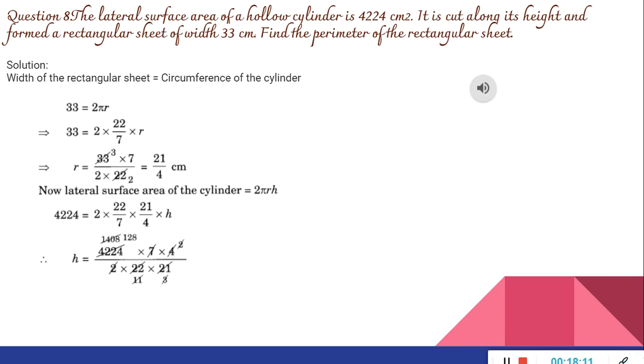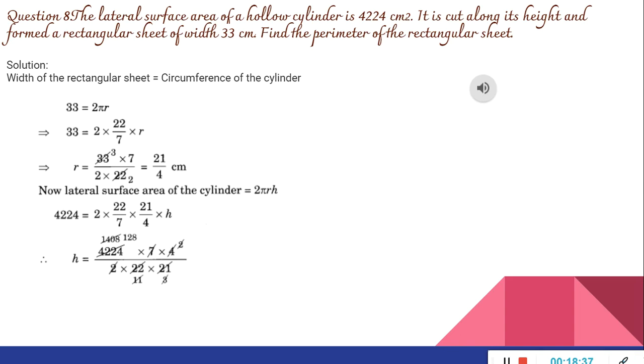So 33 is equal to 2 into 22 upon 7 into r. From this we can find out r. Whatever is dividing there will come as multiplication, means 7 is there down, that will come up. 33 into 7 upon 2 into 22 will come down. So 22 and 33 we can cut by 11, 2 and 3 will come. So what is remaining? 7 3s are 21 upon 4. So the radius will be 21 upon 4 centimeter.